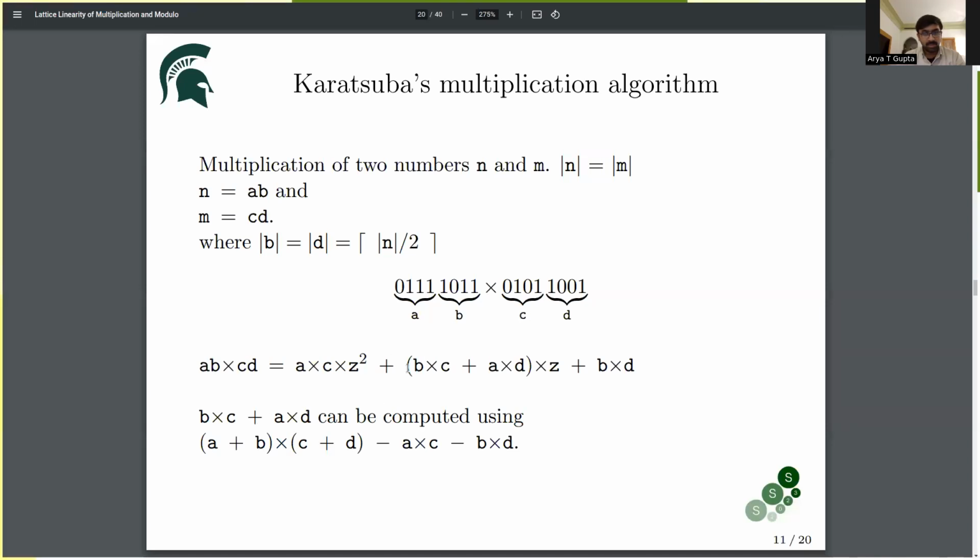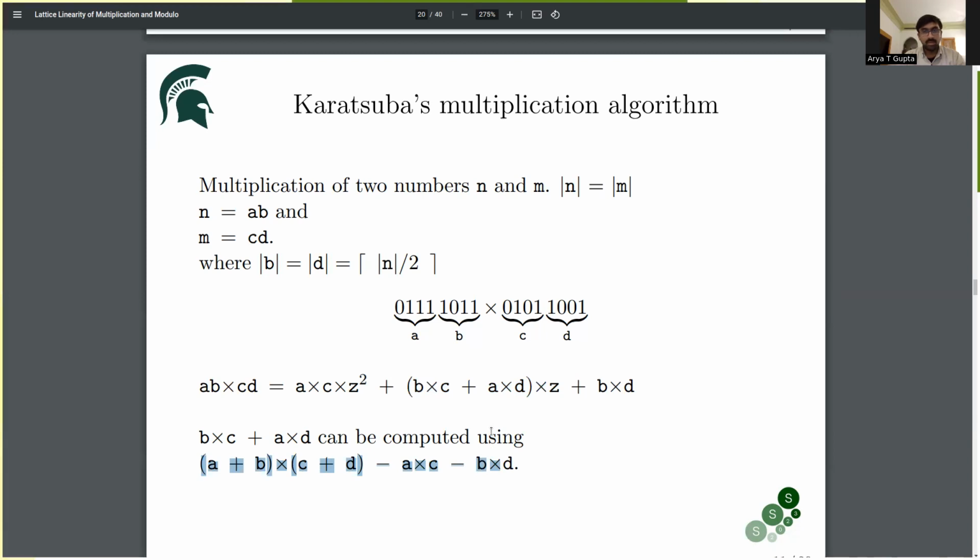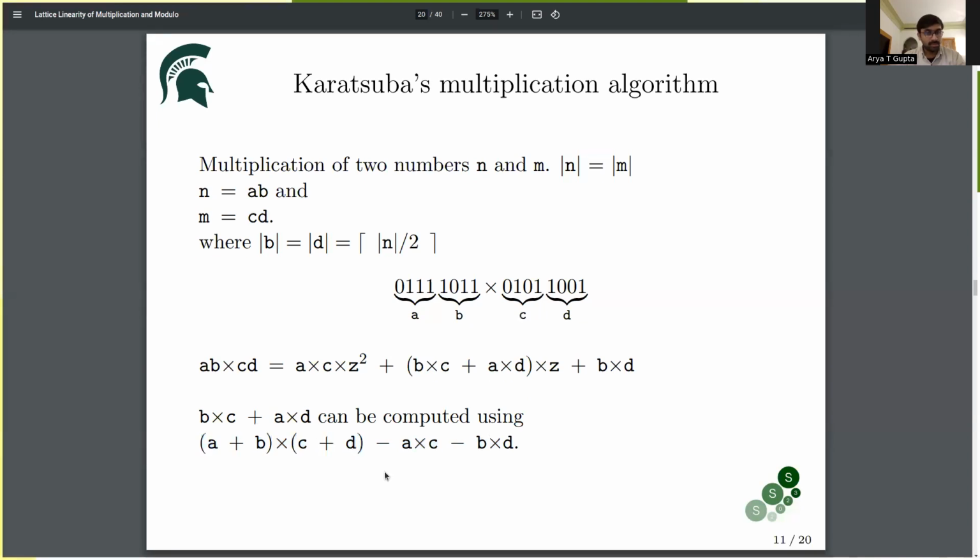However, this middle multiplication can be evaluated using the other multiplications that we have performed, like this: a plus b times c plus d, minus a times c, minus b times d. So we have reduced from 4 multiplications to 3 multiplications.